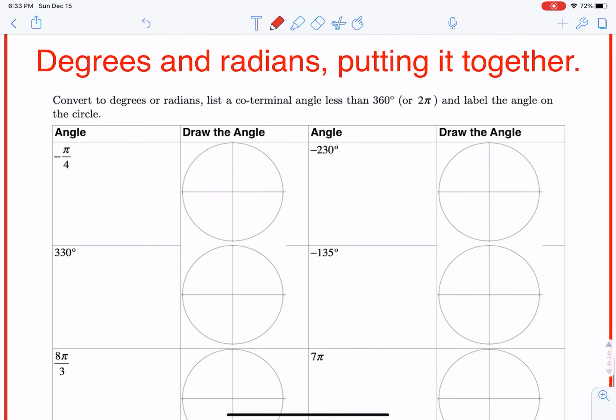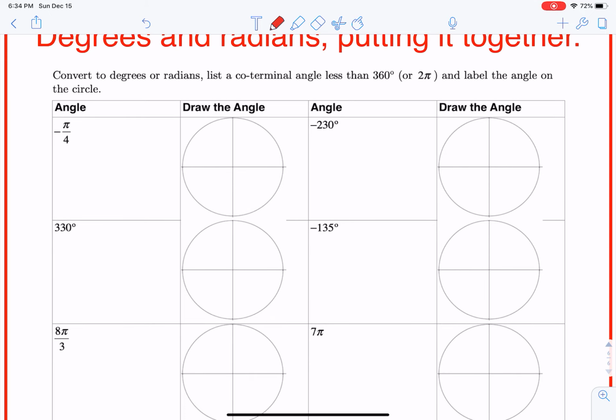So here, degrees and radians, and sort of putting it all together. This says convert to degrees or radians, list a co-terminal angle less than 360 degrees or 2 pi, and label the angle on the circle. That's asking us to do quite a few things here. So the first thing that we'll do, we'll just do a few of these together. The first thing that we'll do is let's go ahead and convert.